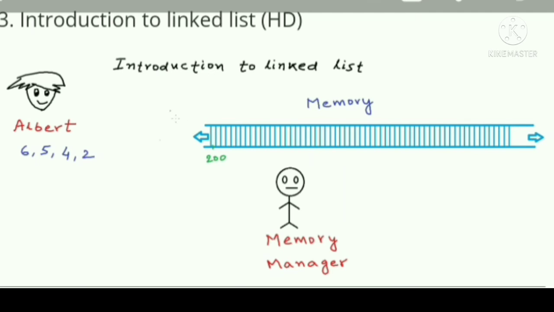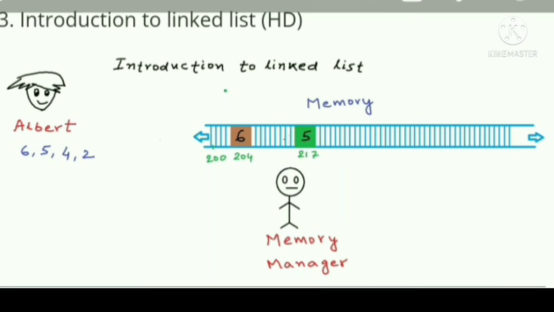So first he pings memory manager for some memory to store number 6. Memory manager will be like, okay, you need space to store an integer. So you get this block of 4 bytes at address 204. So Albert can store number 6 here. Now Albert makes another request, a separate request for number 5. Let's say he gets this block starting address 217 for number 5.